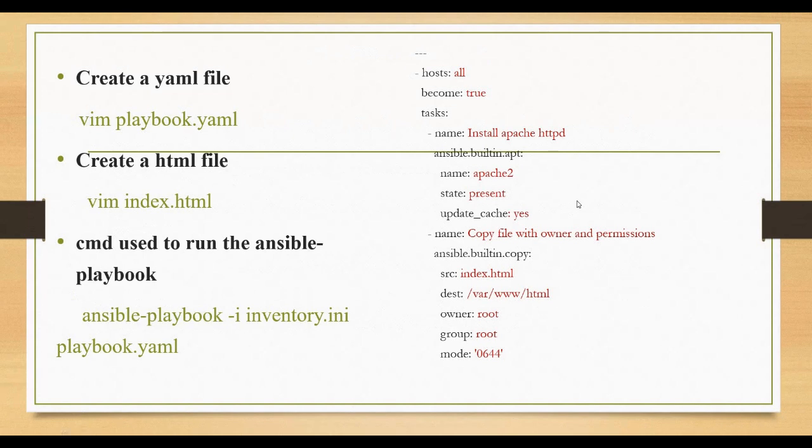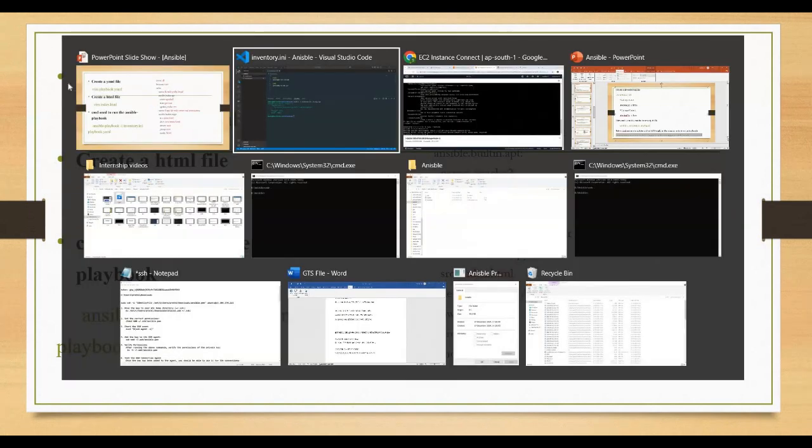This is the script of the simple playbook we created, and we are using playbook.yaml to create a YAML file, and it also requires the HTML file. To run the playbook, we use the command ansible-playbook -i inventory.ini playbook.yaml. So here I will show how to create a playbook file and explain the script. So go to Visual Studio.